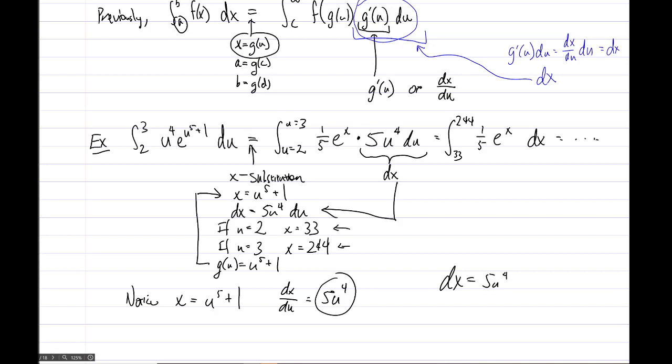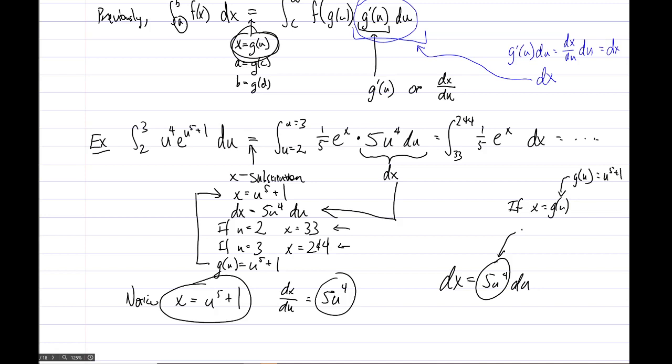So the point is that we really have that dx ended up being 5u to the 4th du, where this 5u to the 4th is truly g prime of u. If we use this notation, x is equal to g of u, which means that g of u, based on over here, is u to the 5th plus 1. Then dx ended up equaling g prime of u du, as we saw is what dx equals in general right over here.